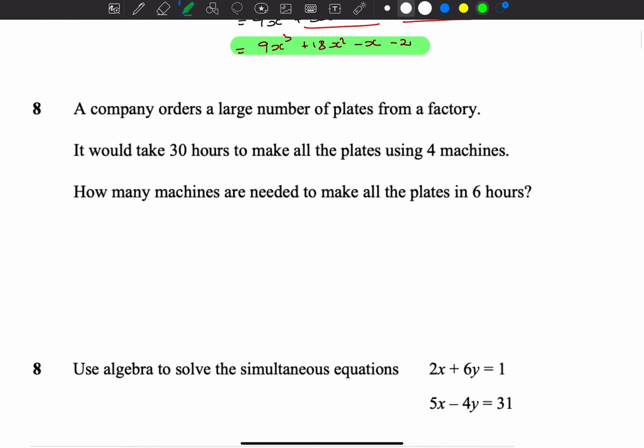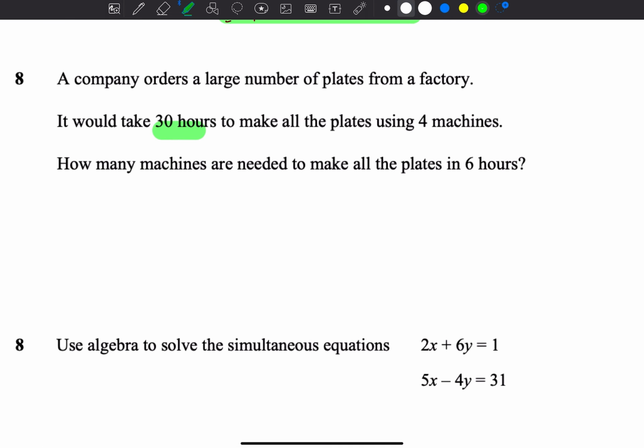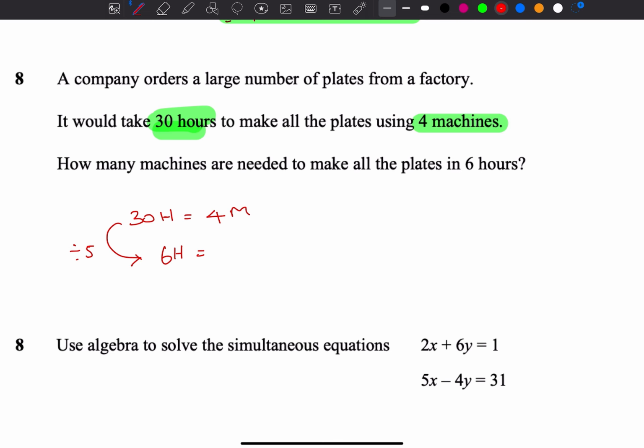Okay, next one. Inverse proportion. They said it would take 30 hours to do 4 machines. So 30 hours gives you 4 machines. How many machines are needed to make the plate in 6 hours? From 30 to 6, you're dividing by 5. So for the machines, you don't divide by 5 because it's inverse proportion. Remember, it's an inverse because as one increases, the other decreases. You times by 5, so that will give you 20 machines.